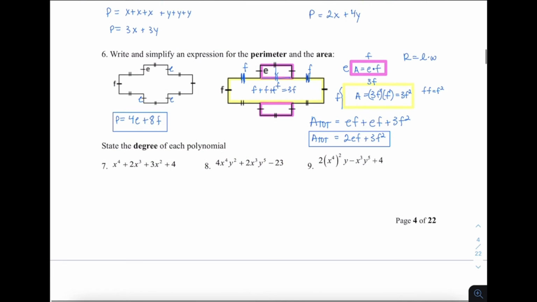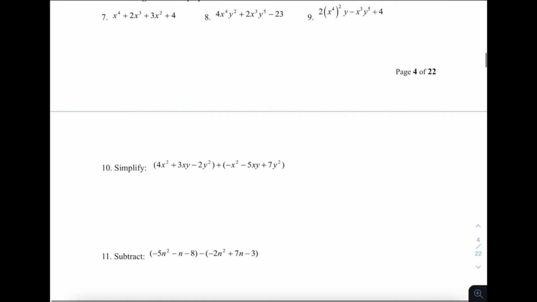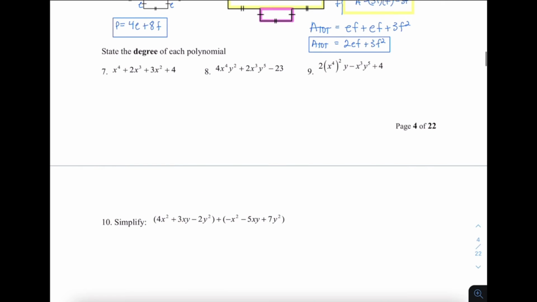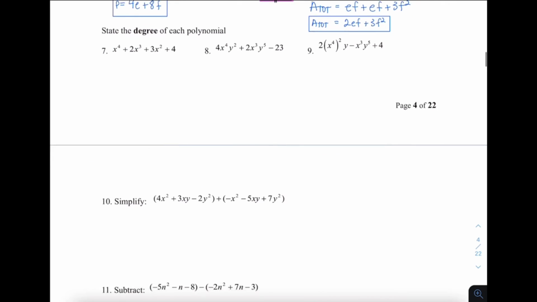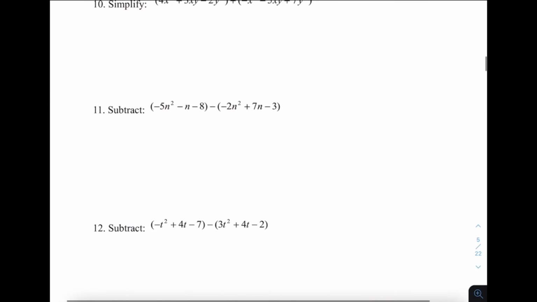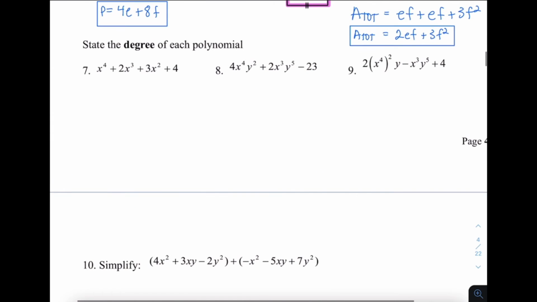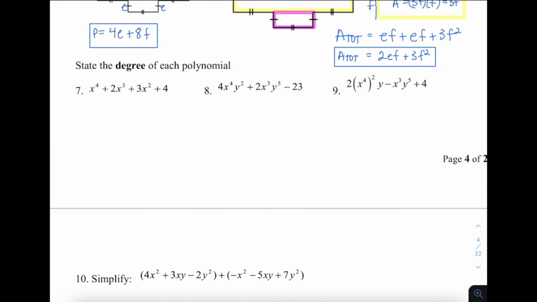Now, the rest of this is actually some extra practice. So I'm going to go through this quickly, but I want to make sure you understand how to do number 13. So let's go through these ones a little bit quickly and we can get to the end. So I know the degree of this, 4, 3, 2, 0.